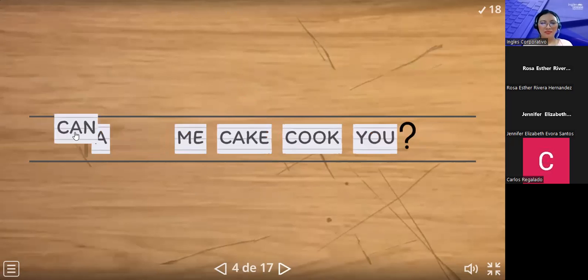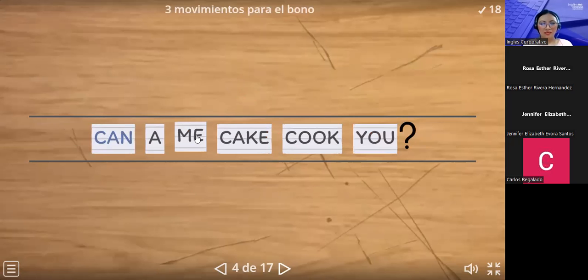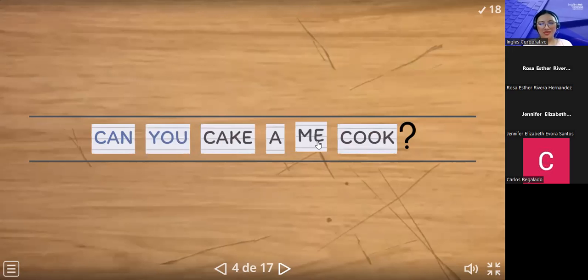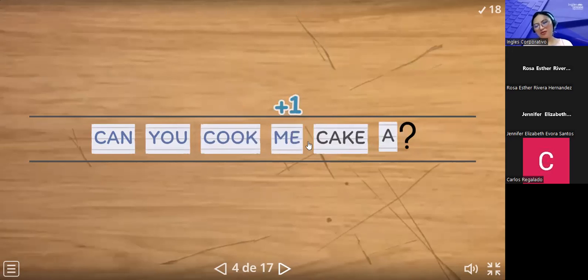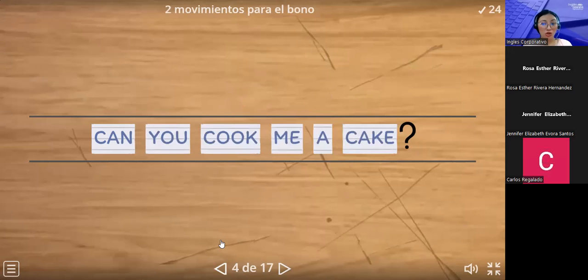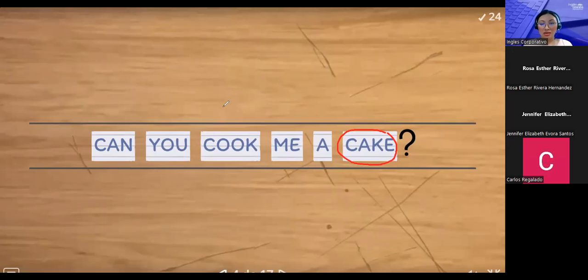Can you take me? Can you, ¿será cake un verbo? No, it's cook. Cake is the dessert. Can you cook instead, right? Can you cook me? Me. Saben que yo incluso no ocuparía el verbo cook en este caso. I wouldn't use cook. Cook, siento que es para otro tipo de comidas. ¿Qué hacemos con los pasteles? Do we cook a cake? Make. We make, pero también se le dice hornear, bake. Can you bake?